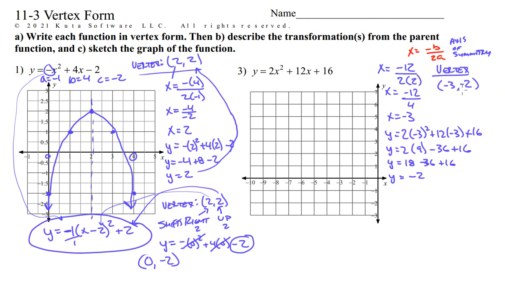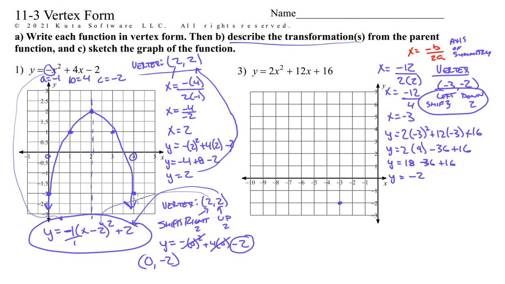Okay? So since we know the vertex, now we can think of this as shifts. So really this is going to the left 3 and down 2, right? Because that's our vertex at negative 3, negative 2. So this means left 3, sorry. And this is our shift, right? Because this is the describe the transformations from the parent function. It shifts left 3 and down 2.